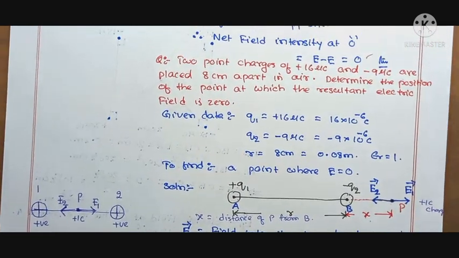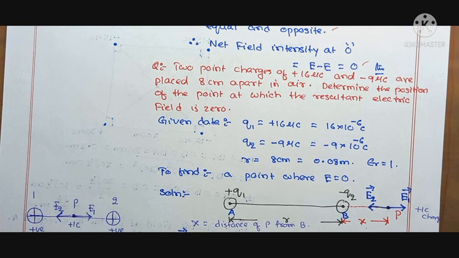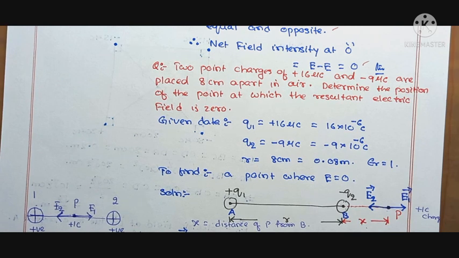Now, one more very important question we will calculate. This is a board exam question. Two point charges of 16 microcoulomb and minus 9 microcoulomb are placed 8 cm apart in air. Determine the position of the point at which the resultant electric field is 0. Two point charges are given. One is a positive charge, another one is a negative charge, and the distance between them is 8 cm. They are placed in air. That means the relative permittivity epsilon r is 1. We have to determine the position of the point where the resultant electric field is 0.